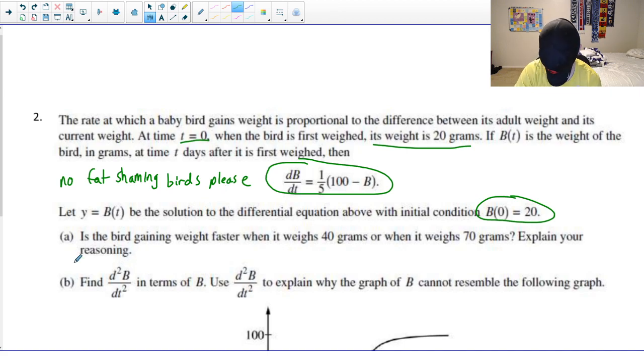Okay, this is a new rule for the stream. Alright, you're not allowed to do this. If anybody fat shames a bird, moderators, please time them out. Thank you.